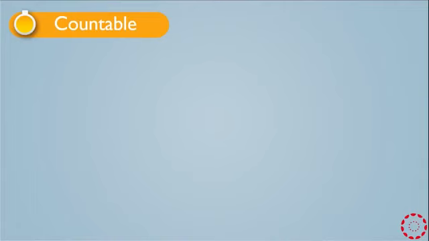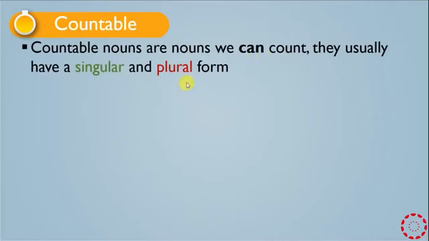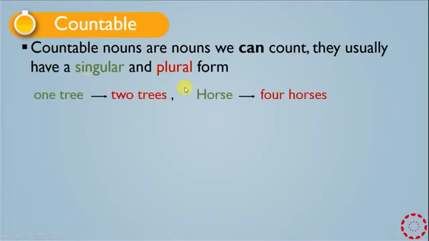At the beginning, we start with countable nouns. Countable nouns are nouns we can count. They usually have a singular and plural form. Here we have examples. One tree, we can say two trees. Horse, four horses. Look at these two examples. We can pluralize them. Three trees, horses. It means we can add s at the end of these words.